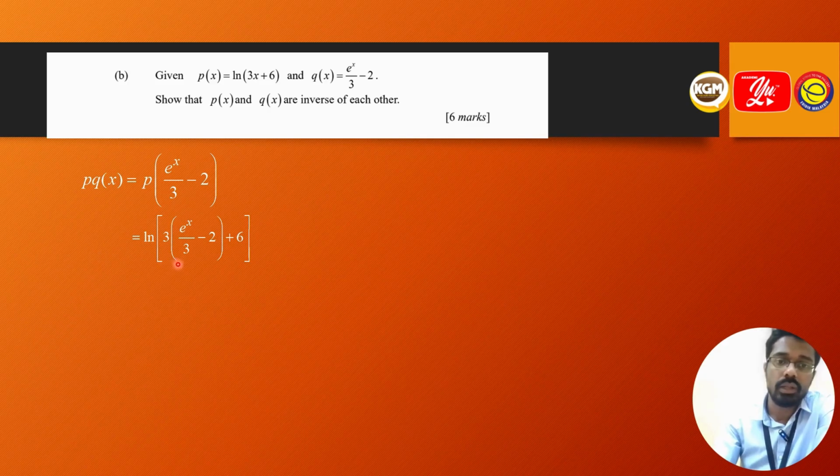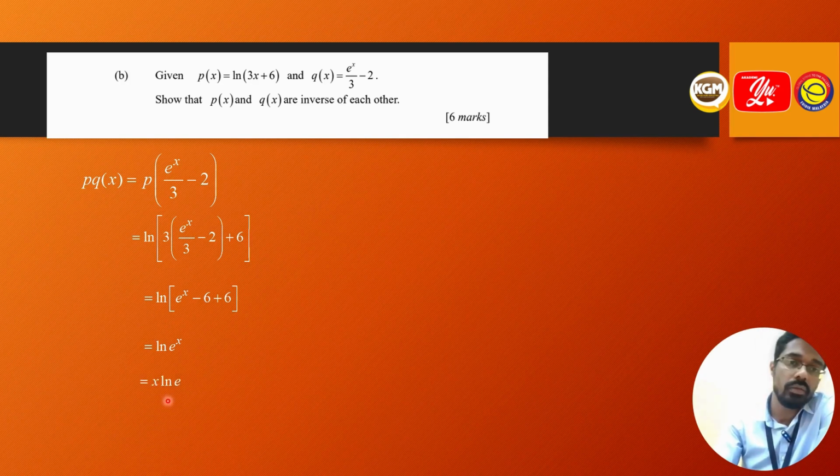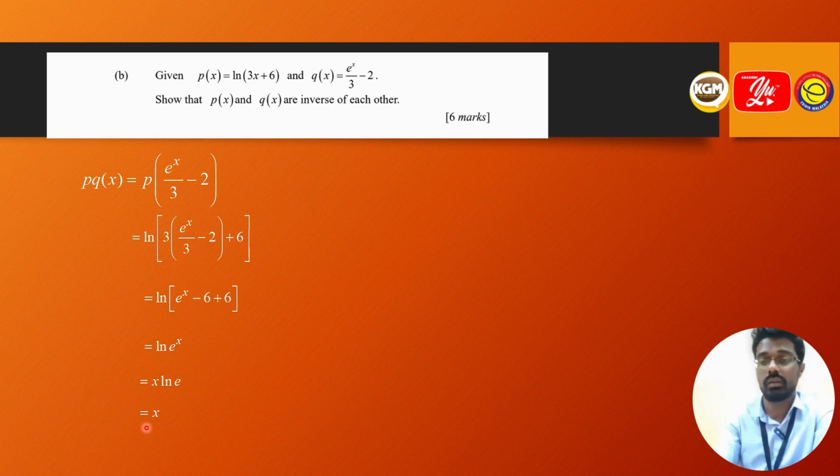So now it's a matter of us simplifying inside. The 3 you multiply in and going to get this. 6 and 6 going to cancel out and you end up with this. So law of log, whereby the power can go in front. And we should understand that ln of e is just equal to 1, which will give us X. So as expected, when we do the composite, you're getting X.